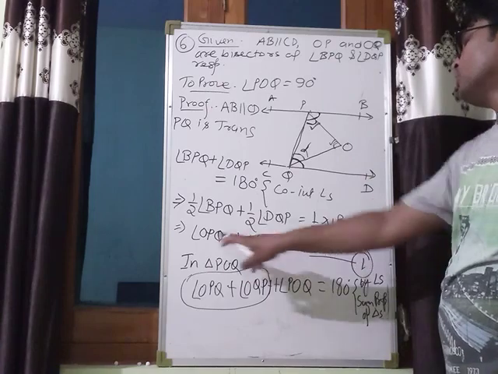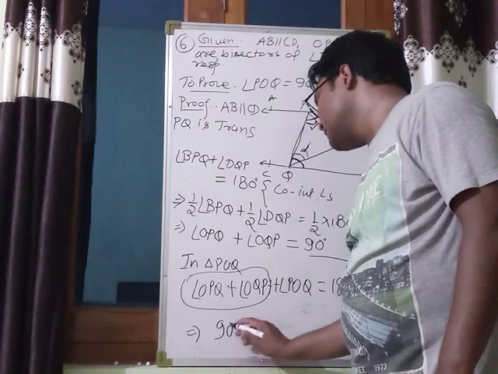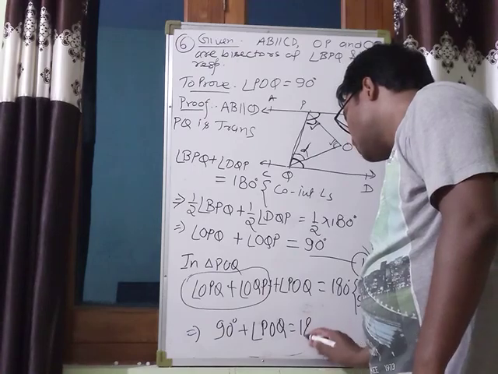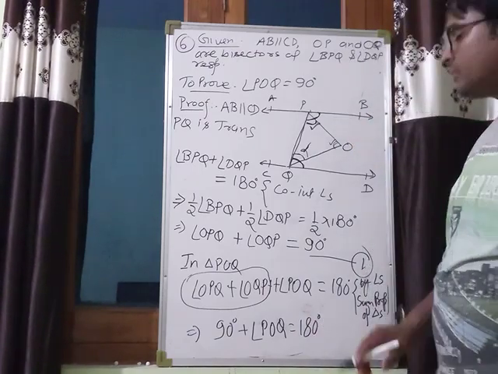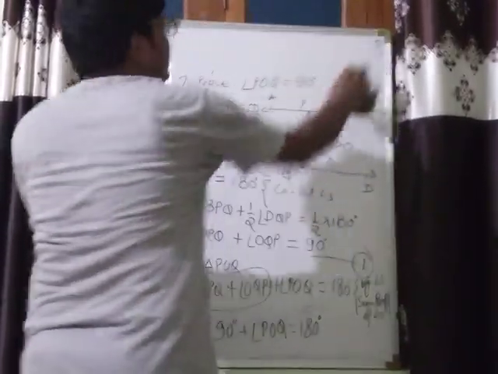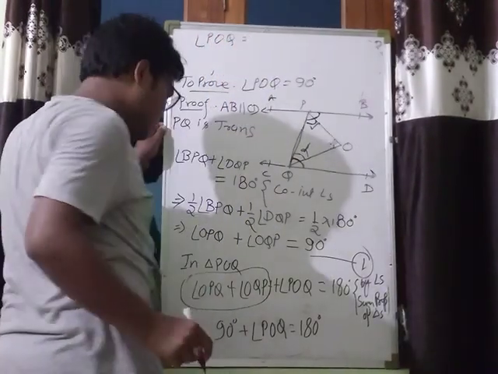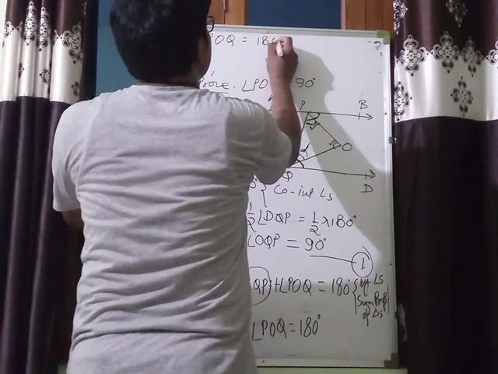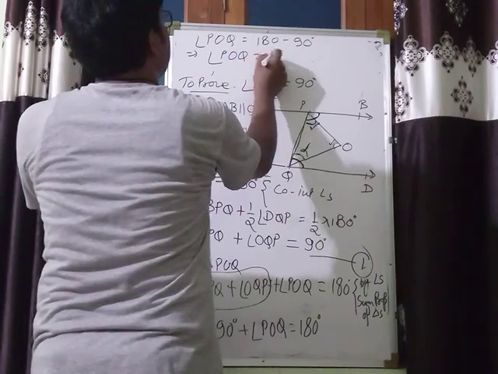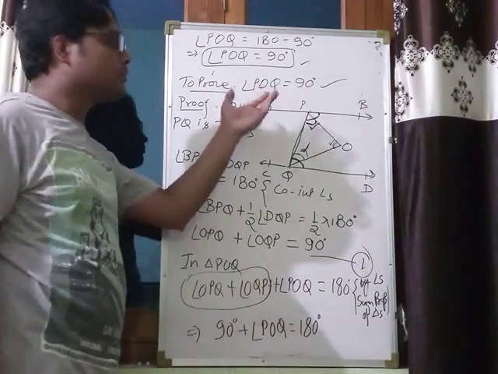So what is the sum of these two? From first, OPQ plus OQP, that is 90 degrees. Clearly this is 90 degrees, plus angle POQ, that is equal to 180 degrees. Okay. So from here what will be POQ? Angle POQ is equal to 180 minus 90, that is angle POQ equals 90. And you can see, this is what we had to prove.